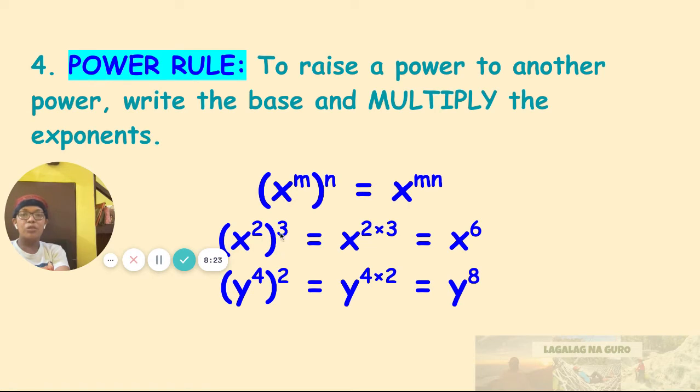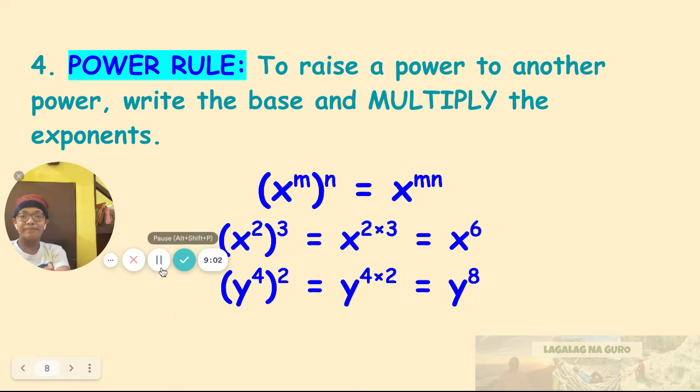Okay, so example. x squared raised to the third power. So your answer is x to the 2 times 3, which is x to the 6. Okay? So we have x squared to the third power. What will you do? You copy the base, then you multiply the exponents, then you have your final answer. Another example, y to the fourth, squared. So you copy the base, which is y, then you multiply 4 times 2, which is y to the 8.